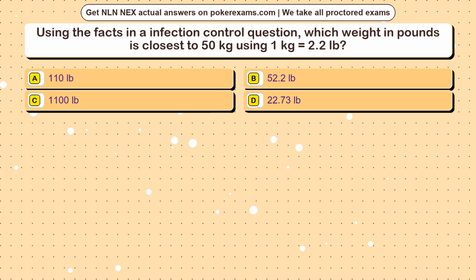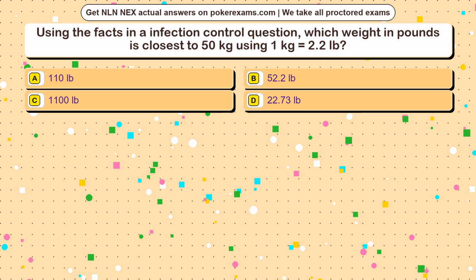Question 16. Using the facts in an infection control question, which weight in pounds is closest to 50 kilograms using 1 kilogram equals 2.2 pounds? Option A. 110 pounds. Option B. 52.2 pounds. Option C. 1,100 pounds. Option D. 22.73 pounds.